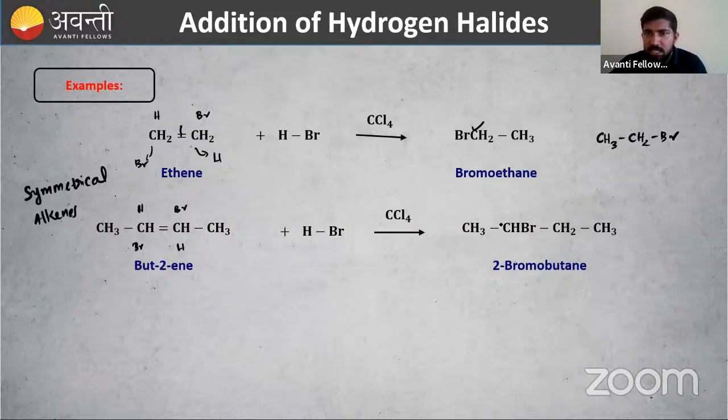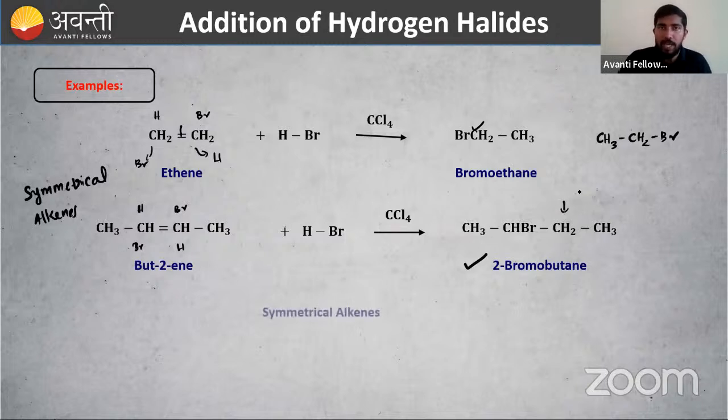So here you are getting CH3, CHBr, CH2, CH3. That is our 2-bromobutane. In the second type of addition also, you will get the same product. In that case, you will get bromine at this position. That is also known as 2-bromobutane. Okay, so symmetrical alkene. How can we add hydrogen halide to a symmetrical alkene? That is clear. Wherever you want, you can add it.